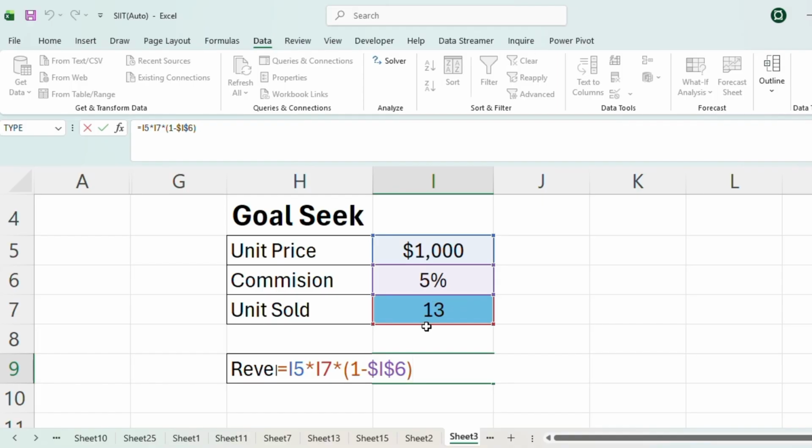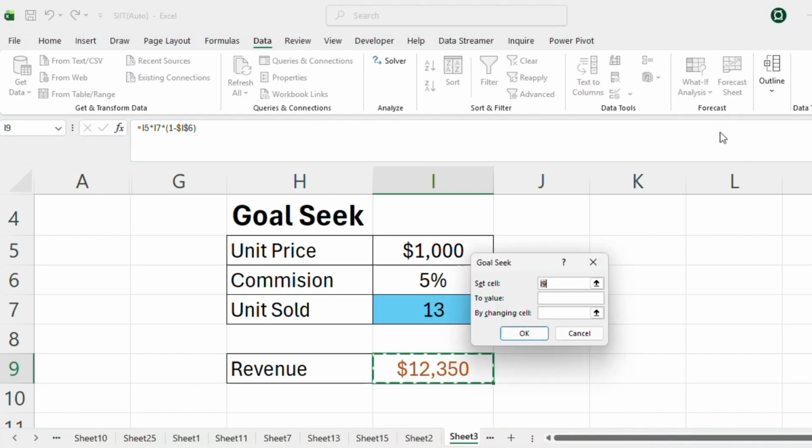Now we will use Excel's Goal-Seek tool. First, place your cursor on Revenue. Then you go to Data, Forecast, What If Analysis, Goal-Seek. When this comes up, the Set Cell will be set to cell I9.